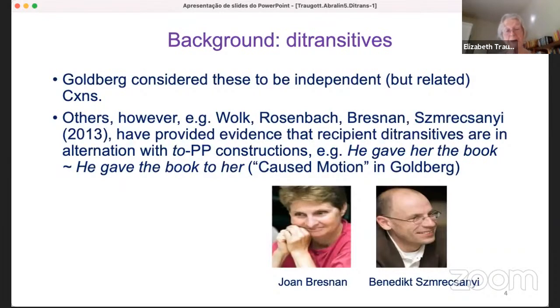Now, Goldberg has considered those five different sentence types to be independent but related. Others, however, for example, Wolk, Rosenbach, Bresnan, and Szmrecsanyi in 2013, provided evidence that recipient ditransitives are in alternation with two prepositional phrase constructions, like he gave her a book and he gave a book to her, which was caused motion in Goldberg's work. Unfortunately, I've not been able to get a picture of Wolk and Rosenbach. However, there's Joan Bresnan and Benedikt Szmrecsanyi.